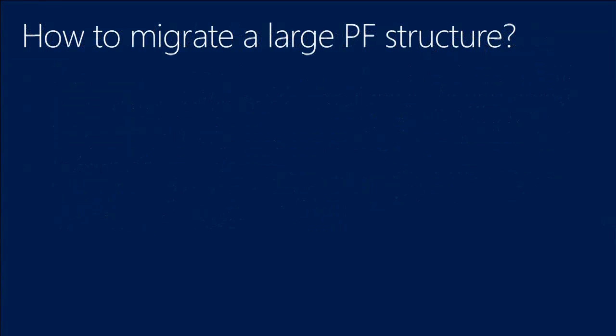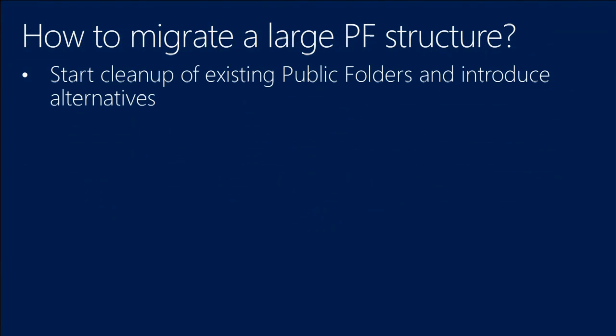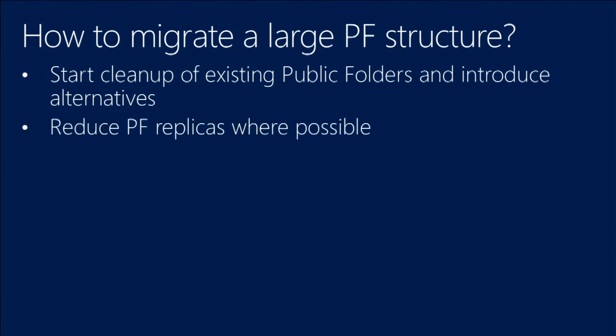Okay. So how would you migrate a large public folder structure? And here again, first, cleanup. Second, reduce the public folder replicas where possible. And with our bandwidth nowadays, it shouldn't be a problem to reduce the replicas. That was the primary thing we introduced. So we want to get to a one replica only structure within the next couple of months, in my example. So that at least you don't have the message flow between the replications anymore.